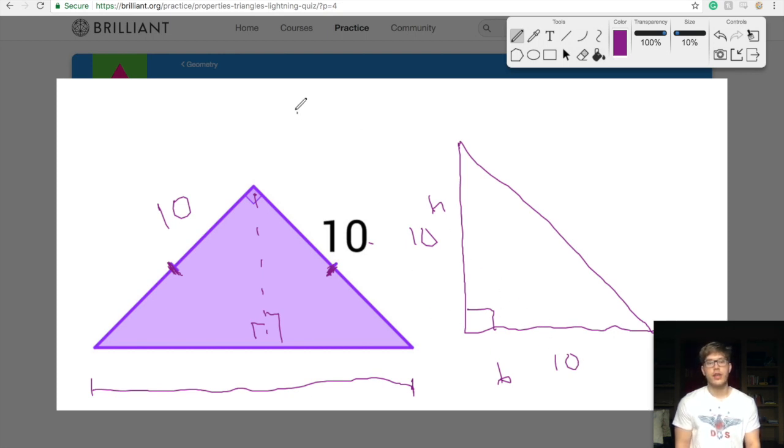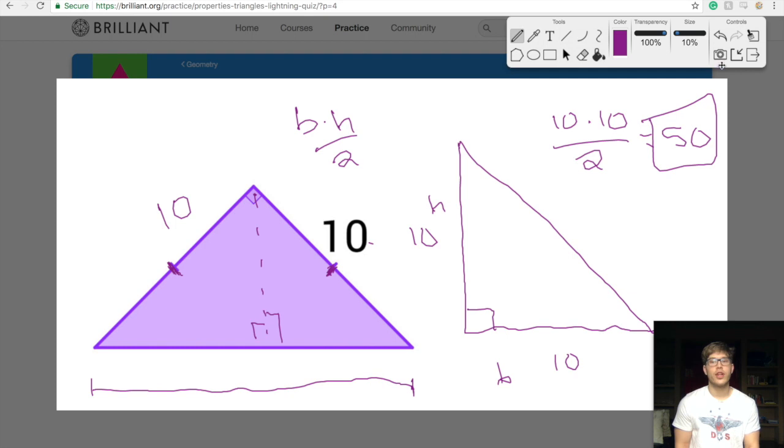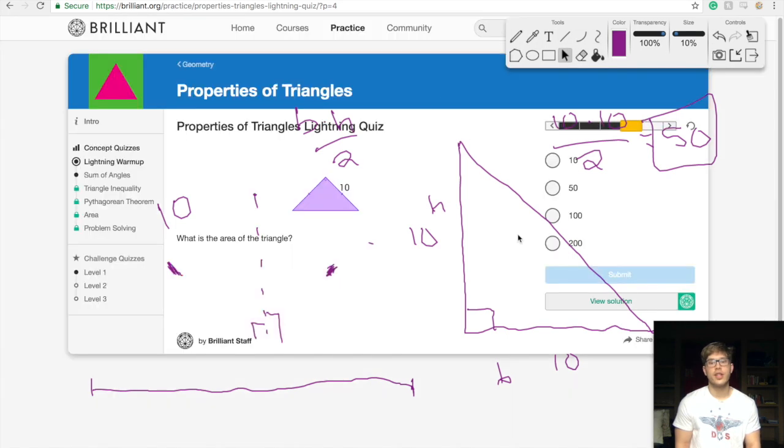So again, the area for a triangle is base times height divided by 2. So this is 10 times 10 divided by 2. 10 times 10 is 100, divided by 2 is 50. So the area of this triangle is 50.